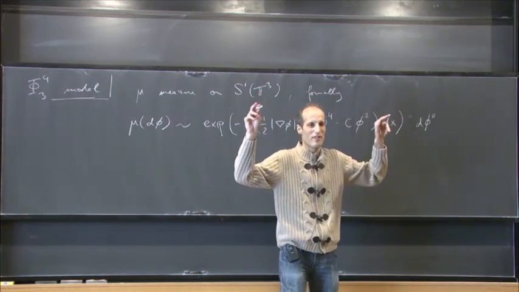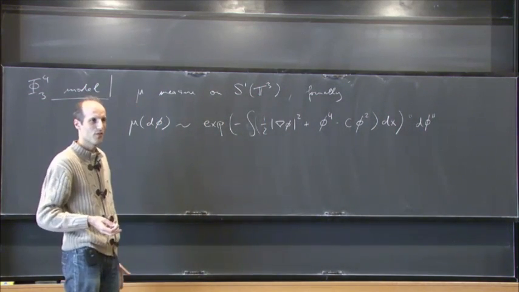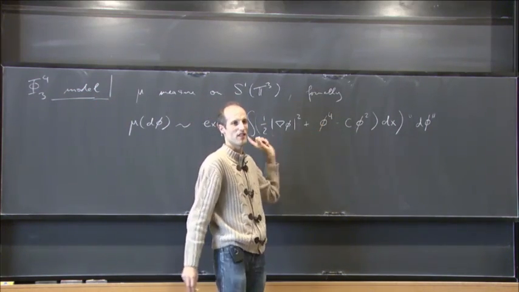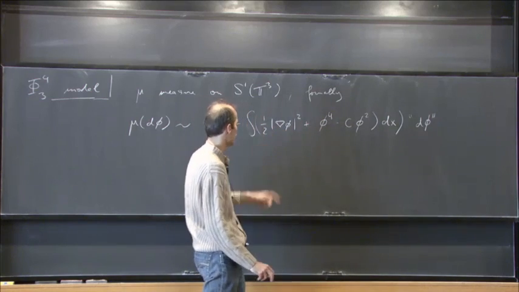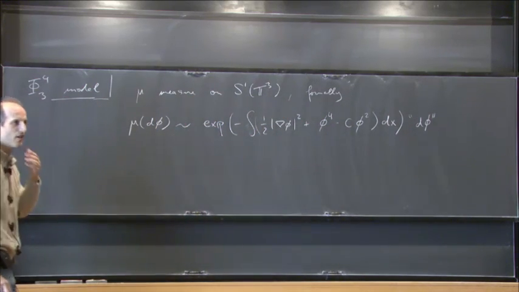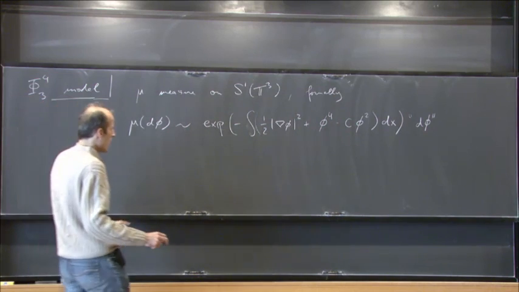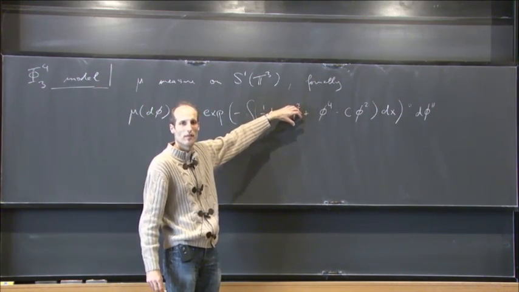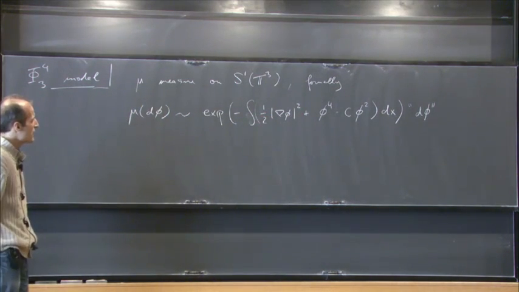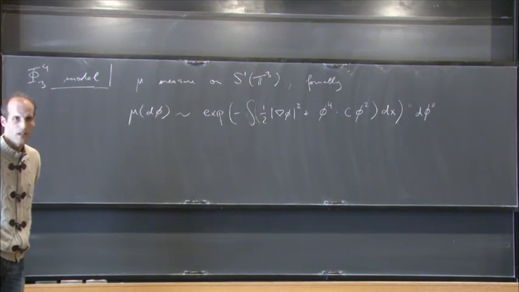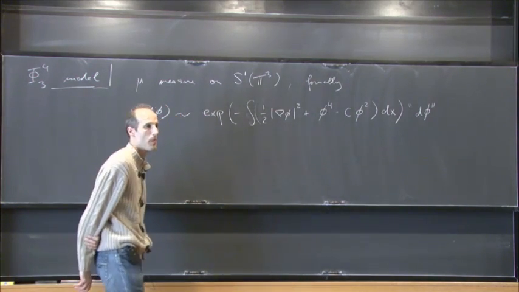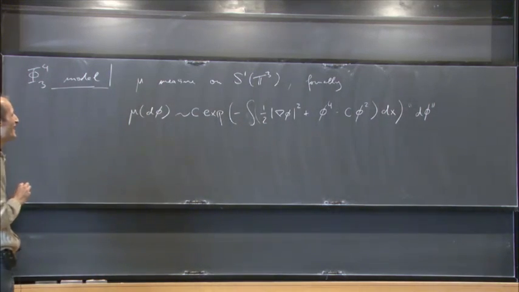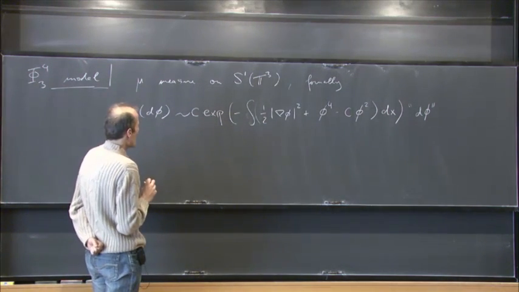respect to Lebesgue measure. Of course, there's no Lebesgue measure on distributions, and for a typical distribution, none of these terms makes any sense. You're not allowed to square them, to put them to the power 4, or take gradient squares. I'm looking at a scalar field, it doesn't really matter. And it's normalized, it's a probability measure.